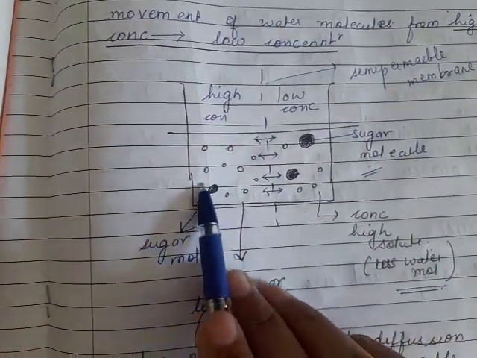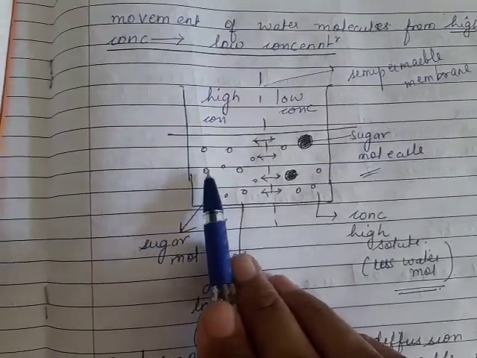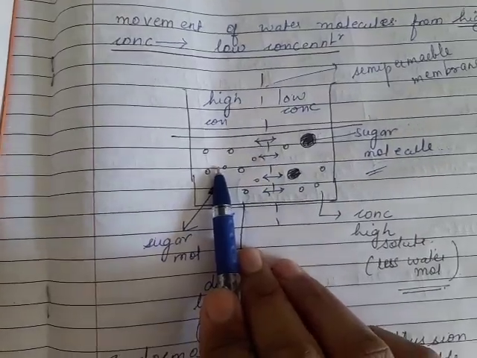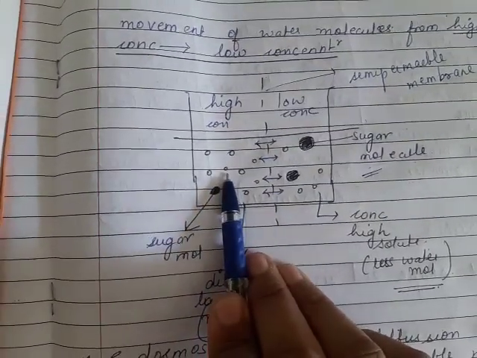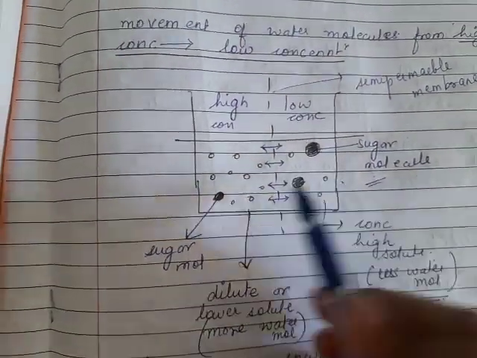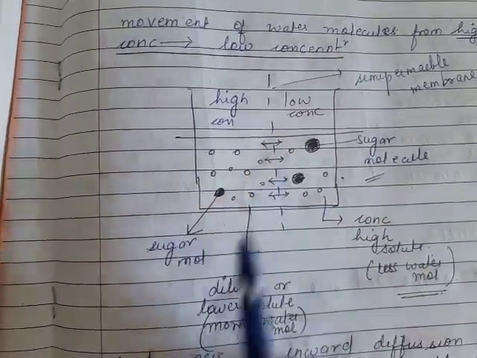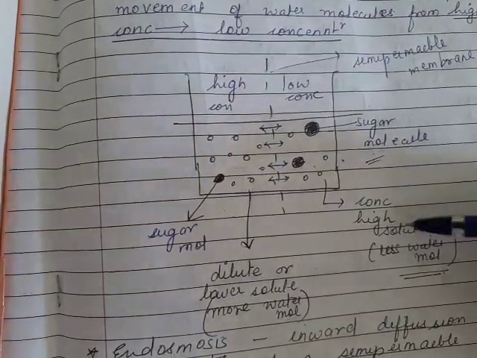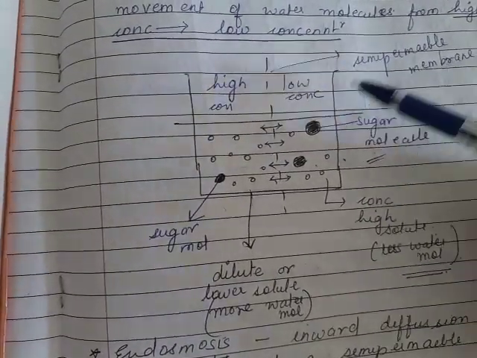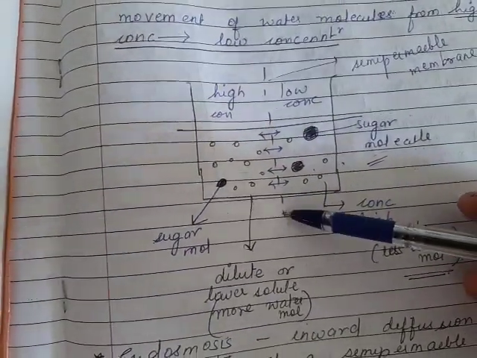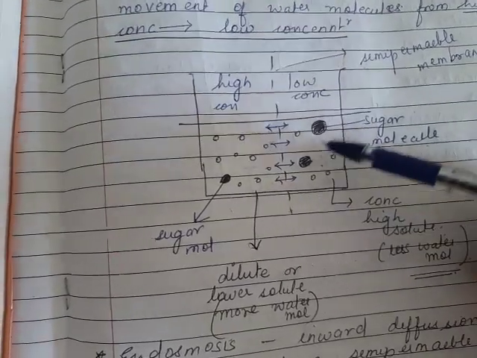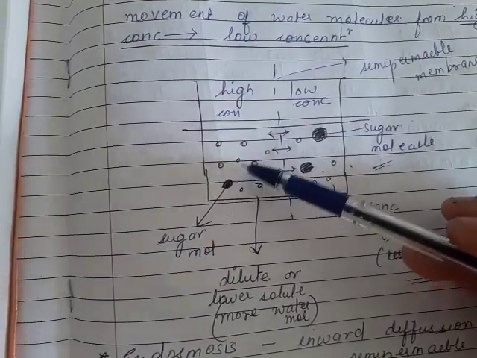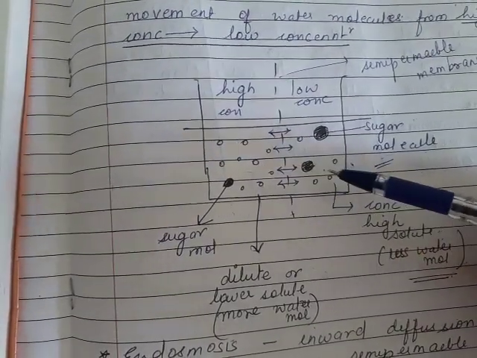What is osmosis? Movement of water molecules. So the water molecules will be moving from this high concentration, from this dilute solution, to the concentrated solution. So water molecules are moving to this side. That's the reason we say this process is called osmosis, and this is the semi-permeable membrane. If you see, I have drawn two sugar molecules over here, and from this particular point it is moving up to here.